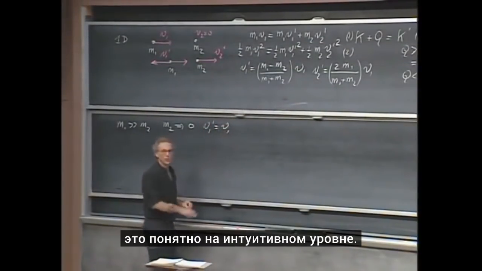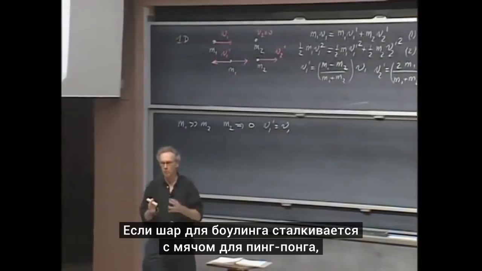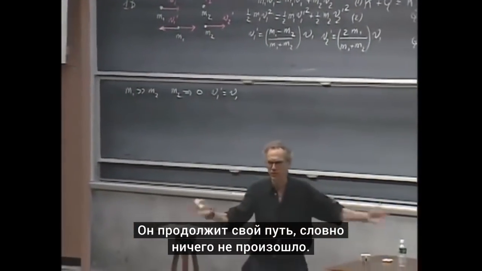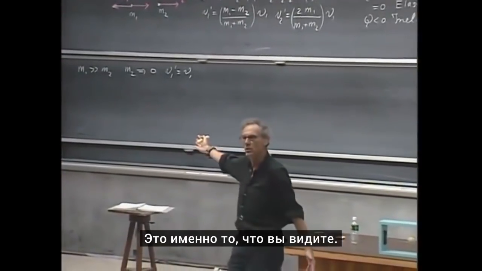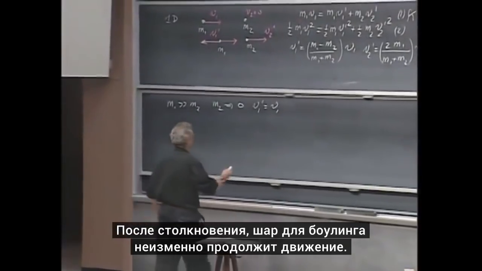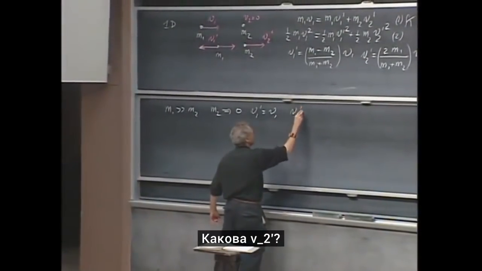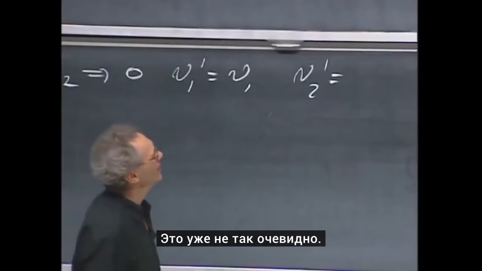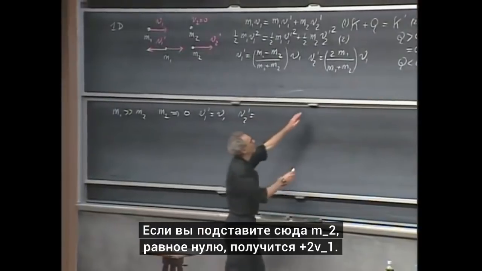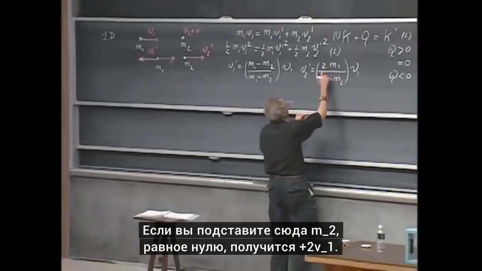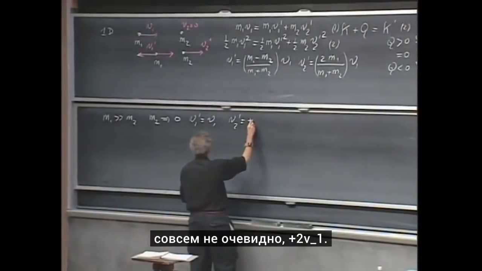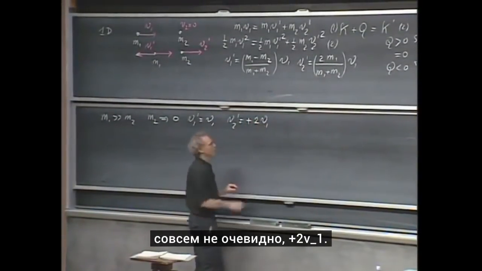That is completely intuitive. If a bowling ball collides with a ping pong ball, the bowling ball doesn't even see the ping pong ball. It continues its road as if nothing happened. That's exactly what you see. After the collision, the bowling ball continues unaltered. What is V2 prime? That is not so intuitive. If you substitute in there M2 equals 0, then you get plus 2 V1. Not obvious at all. Plus 2 V1.